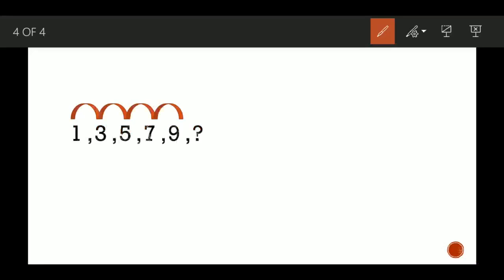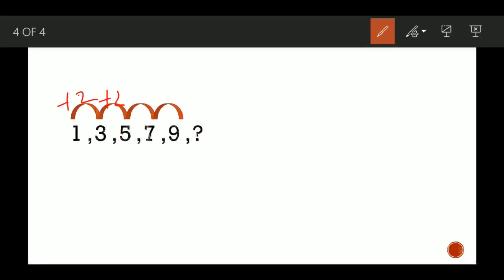Let's learn about number patterns. Here is a number pattern. Look at the sequence of numbers: 1, 3, 5, 7, 9. Can you guess the next number? Add 2 each time. 1 plus 2 is equal to 3.